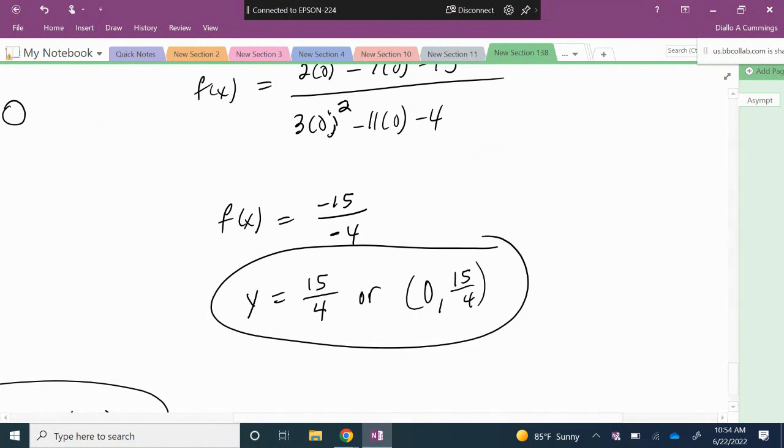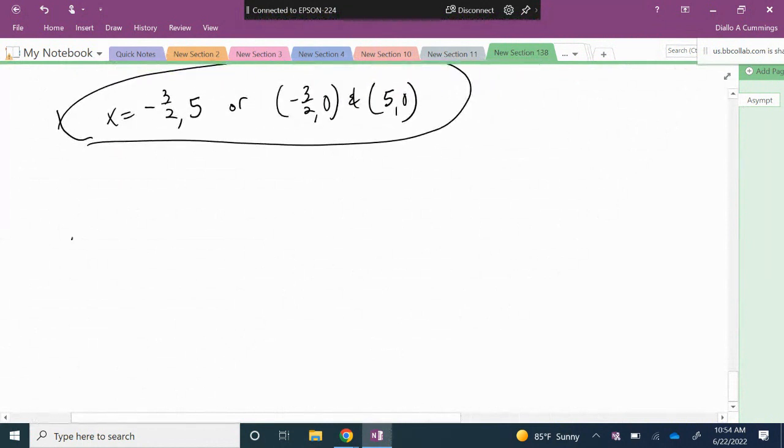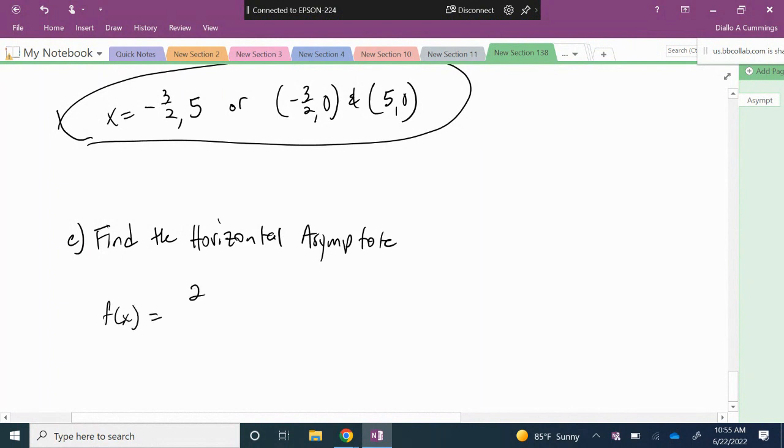All right, so here again, finding the X and the Y-intercept. Now we're going to look at the asymptotes. Next, we're asked to find the horizontal asymptote. So I'm going to write out the equation again.